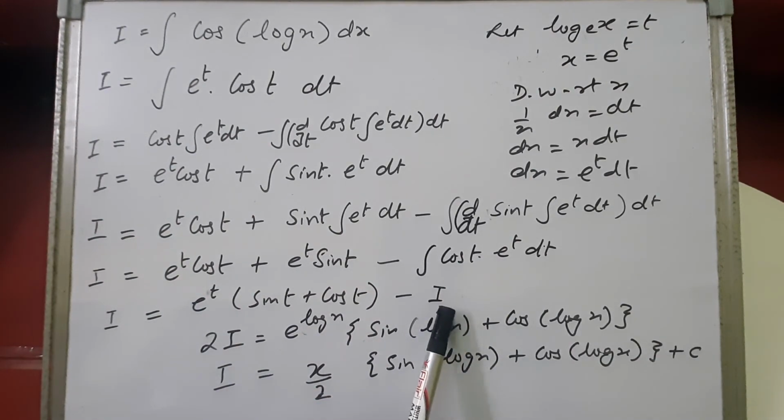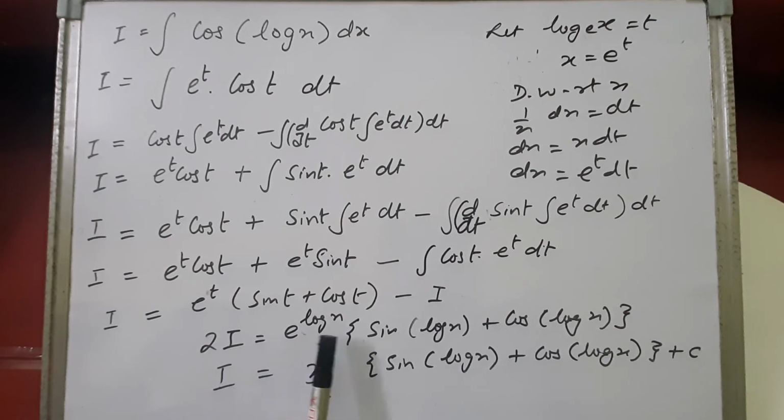When we transfer this minus I to that side, it will become I plus I, 2I. E to the power t taking common and substituting the value of t as log x, we'll get e to the power log x (sin log x plus cos log x). On cross multiplying the 2, what we'll get? E to the power log x, that means x, right? E to the power log base e of x will be x. So it will become x by 2 (sin log x plus cos log x) plus c. Alright children, note down the solution, please.